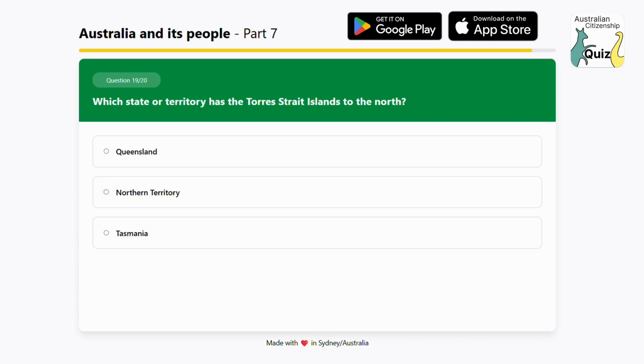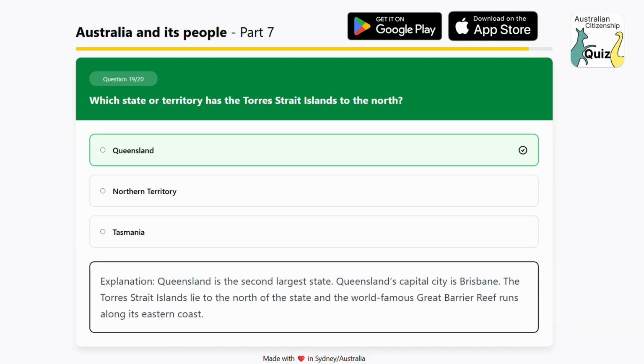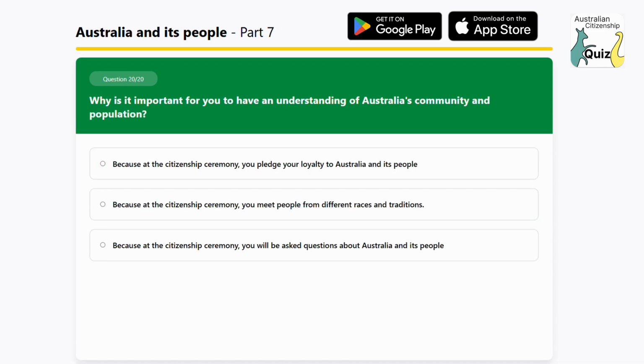Which state or territory has the Torres Strait Islands to the north? Option 1, Queensland. Option 2, Northern Territory. Option 3, Tasmania. The answer is Queensland. Explanation: Queensland is the second largest state. Queensland's capital city is Brisbane. The Torres Strait Islands lie to the north of the state, and the world-famous Great Barrier Reef runs along its eastern coast.